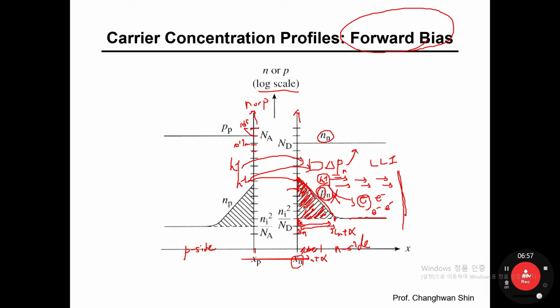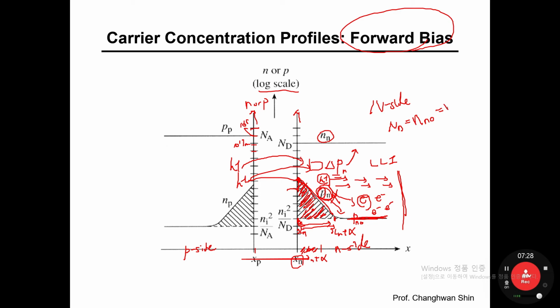But this value should asymptotically approach the p sub n naught value, which is described as n sub i squared over n sub d. In the n side, suppose that n sub d has been doped into the n side, so that the majority carrier concentration in the n side at thermal equilibrium should be equal to n sub d.